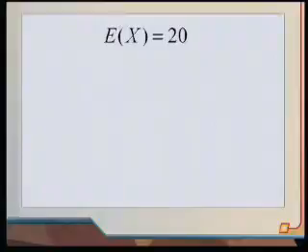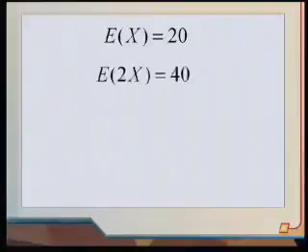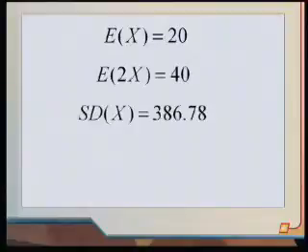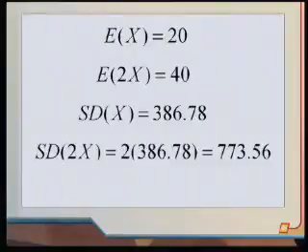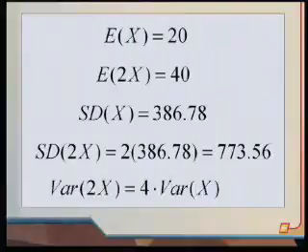For the original policy, the expected payout was $20. For the new payout policy, with all payouts doubled, the expected payout is, right, $40, also doubled. And the standard deviation? It was $386.78. Doubling each payout also doubles the spread, so the new standard deviation is twice as large. And the variance? Well, if the standard deviation is doubled, then before we took the square root, the variance must have been 2 squared, or 4 times as big.